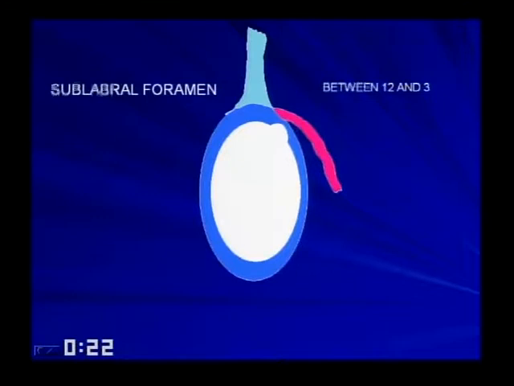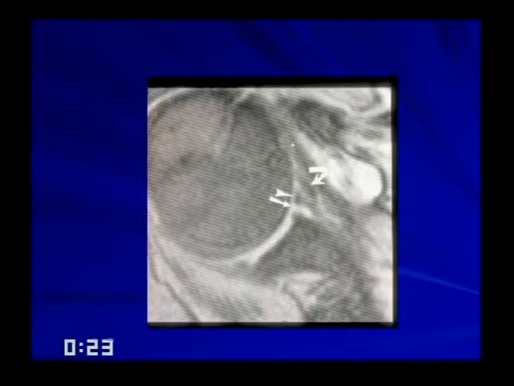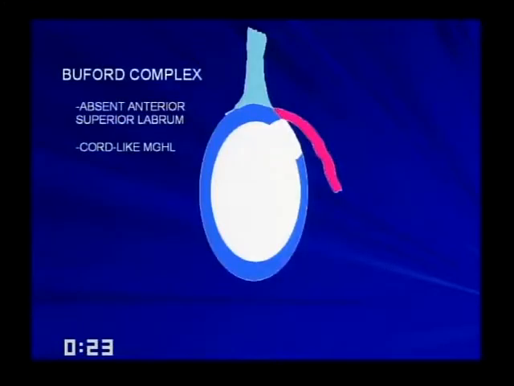variants, especially in the anterior superior labrum. If you have an isolated abnormality in the labrum that's anterior superior, it may be a normal variant. There's a sublabral foramen that's between 12 and 3 o'clock, and here we can see a defect. You can see a defect there in the anterior superior labrum. And you can also have an absent anterior superior labrum called the Buford complex, and they tend to get a very thick middle glenohumeral ligament. So you'll see a cord-like middle glenohumeral ligament and an absent anterior superior labrum.